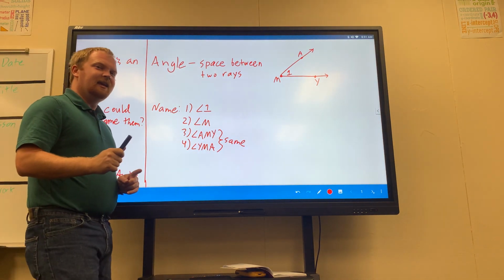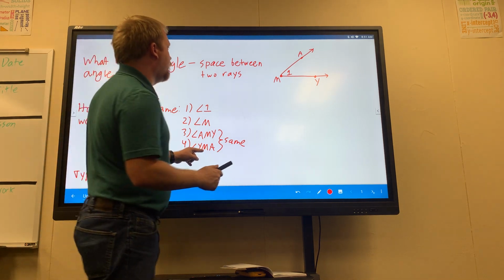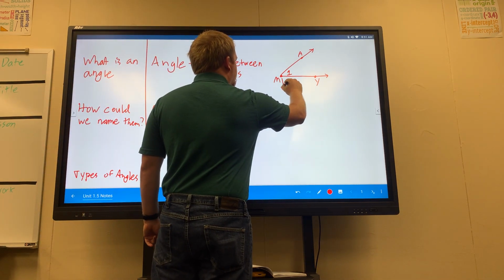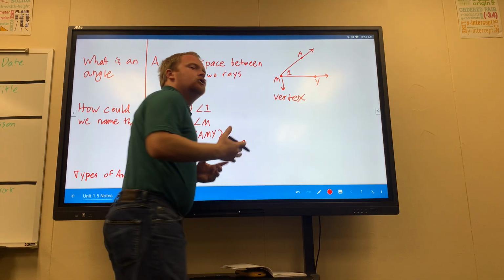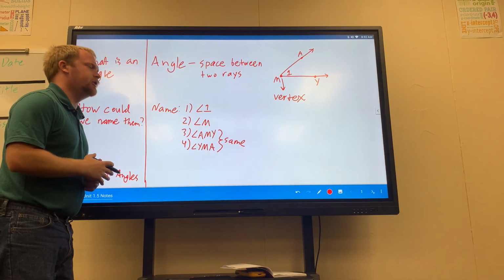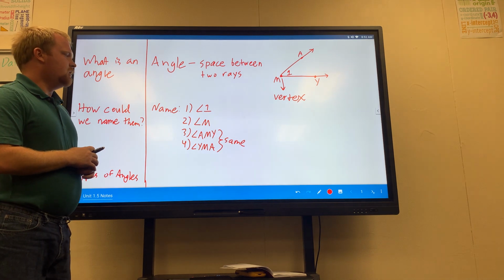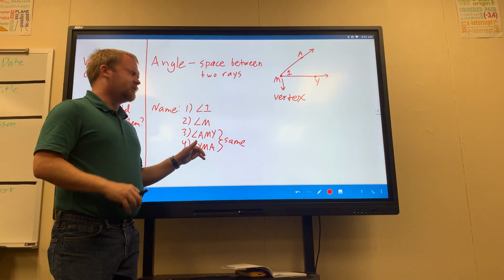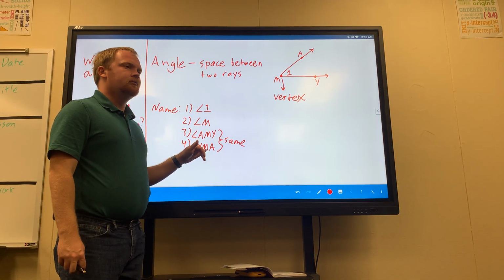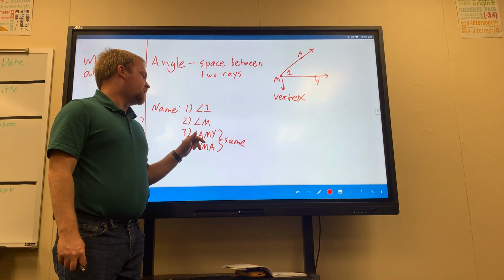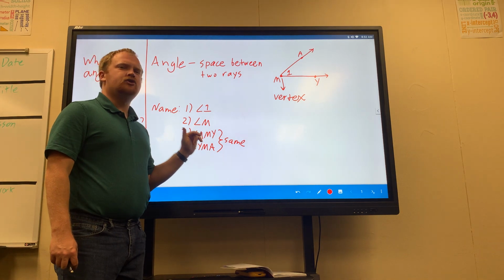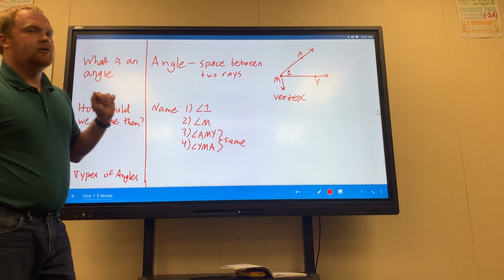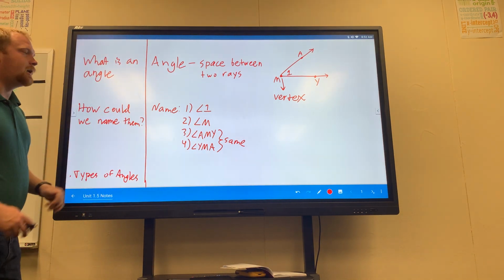The biggest key is that this point M right here is called a vertex. It's basically like a corner, okay? It's just a corner. And typically your vertex is always going to be in the middle, okay? So it doesn't matter if the A is first or last, just as long as your vertex is in the middle, okay? So that's the biggest thing we got to keep in mind.